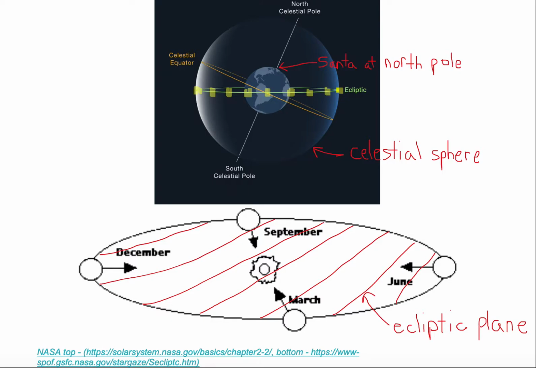So if we took snapshots of the sun 365 days in a row and put them on the ecliptic, we would trace out this green line. Remember, the ecliptic is the plane that the Earth and the sun lie in. So if the Earth is at the center of the celestial sphere, then it must be the sun that is moving along this ecliptic in 365 days.